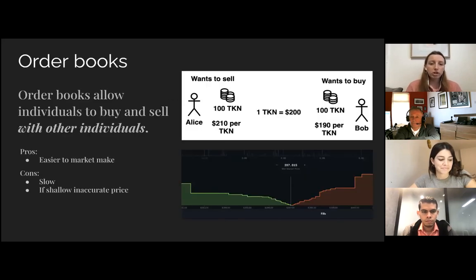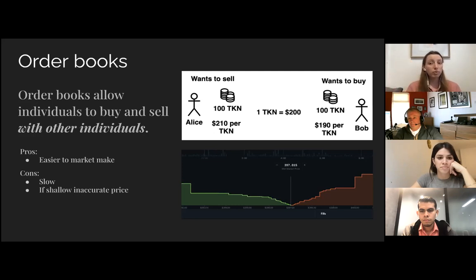So the first type of exchange we're going to be looking at is an order book. An order book allows one person to buy and sell with another person. So it's person-to-person transactions, right? So we have Alice here. Alice has 100 tokens that she wants to sell at $210 per token, right? The market price now is $200. So she wants to sell above the market price.